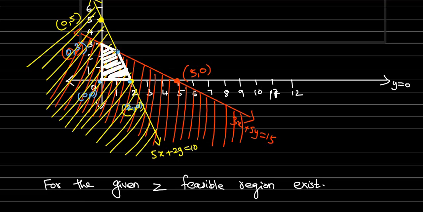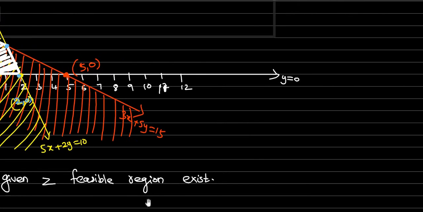What we can do is, this particular point is the intersection of two equations, that is 3x plus 5y equal to 15 and 5x plus 2y equal to 10. So using the elimination method we can identify this point. Okay, so roughly let's do it. The first equation is 3x plus 5y equal to 15, and the second one is 5x plus 2y equal to 10.